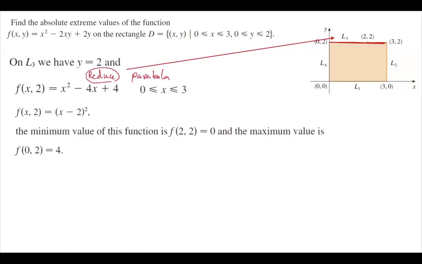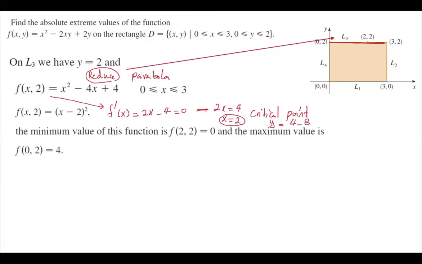How? You're going back to elementary calculus. I'm just taking the derivative of this function, 2x minus 4. You can set it equal to 0. 2x is equal to 4. So x is equal to 2. And this is your critical point. This is just elementary calculus. When x is equal to 2, your y is also 2. You get 4 minus 8 plus 4.